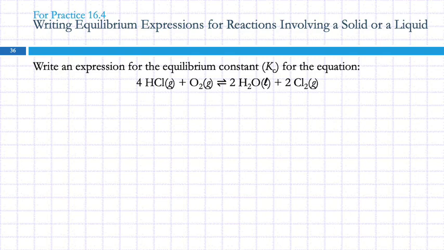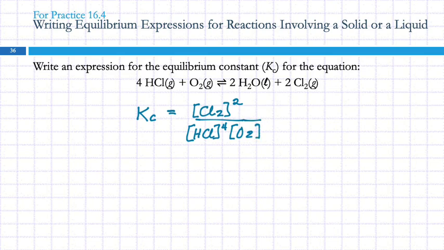How about this one? So this is a liquid, right? So we're not going to include that. This is a gas, so we'll use that one. And you square it because there's two of them. Divided by, and both of these are gases, HCl to the fourth power times O2. Okay?